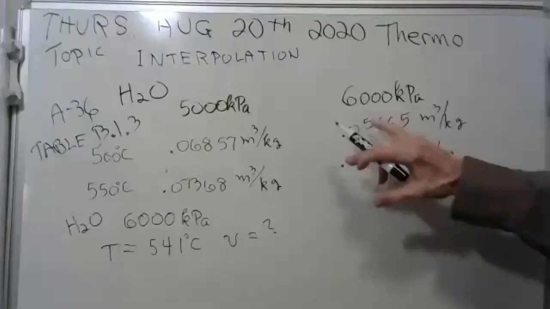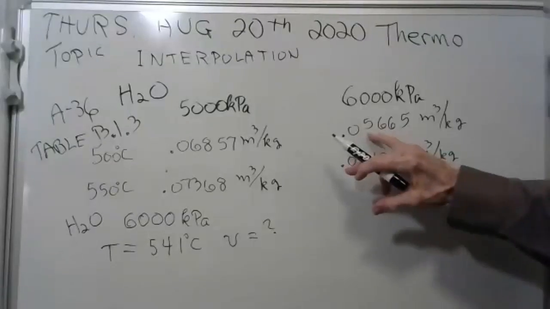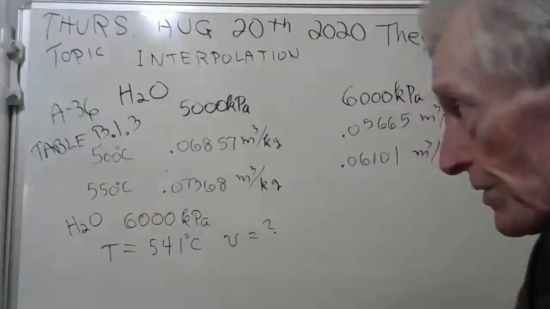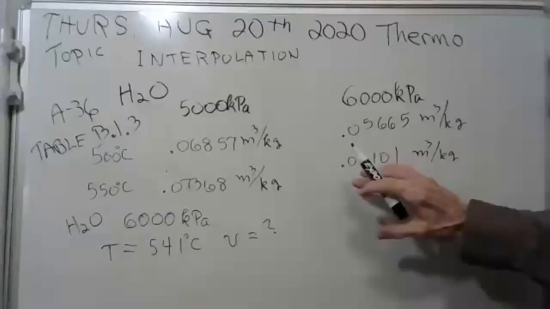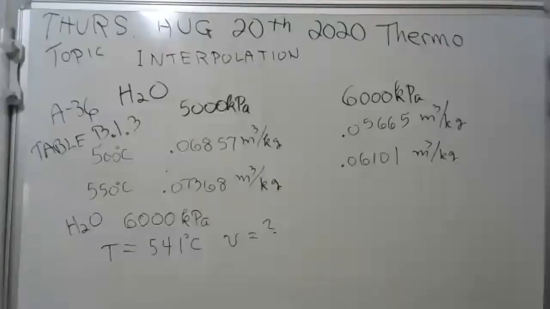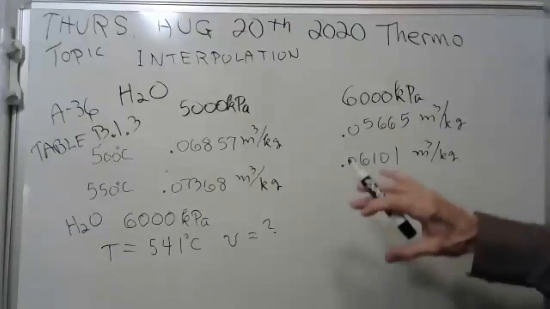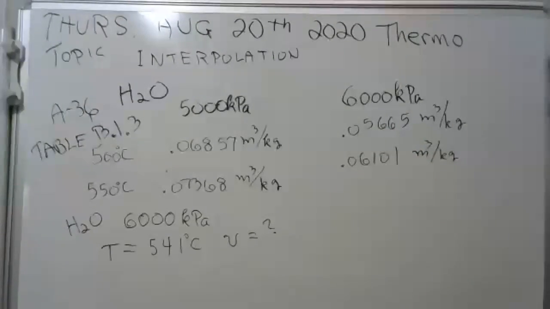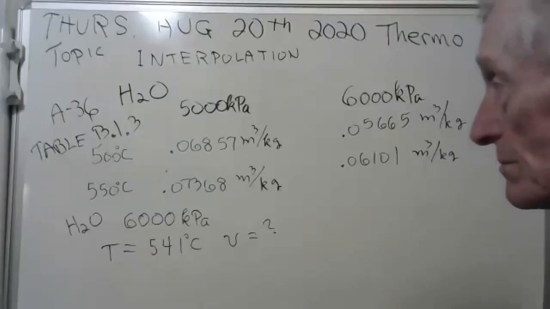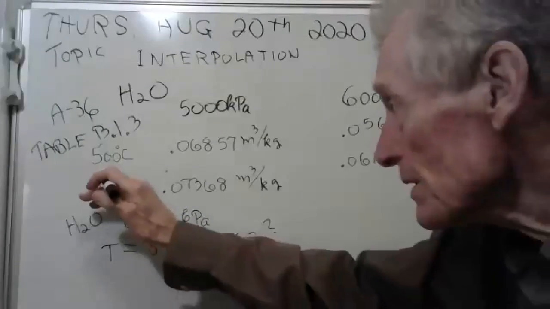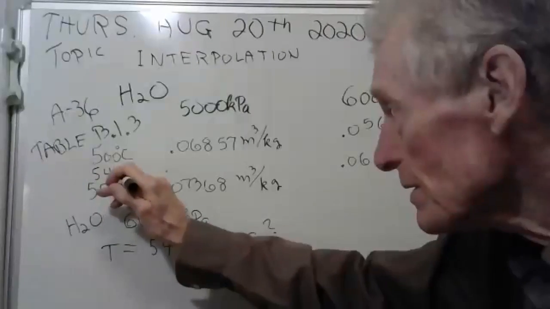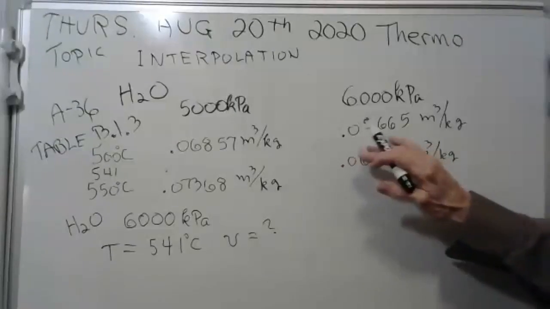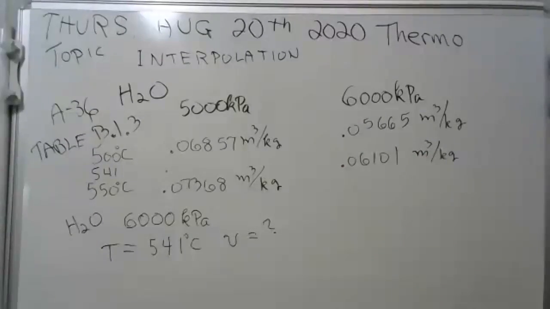Do you understand that it's going to be between this number and that number? It's because 541 is in between 500 and 550. So it's going to be in between here. Which will it be closer to? Will the answer be closer to this first number or the second number? What do you think? The second one. Yeah, because 541 is closer to 550 than it is to 500. So whatever this answer is, it's going to be closer to that.